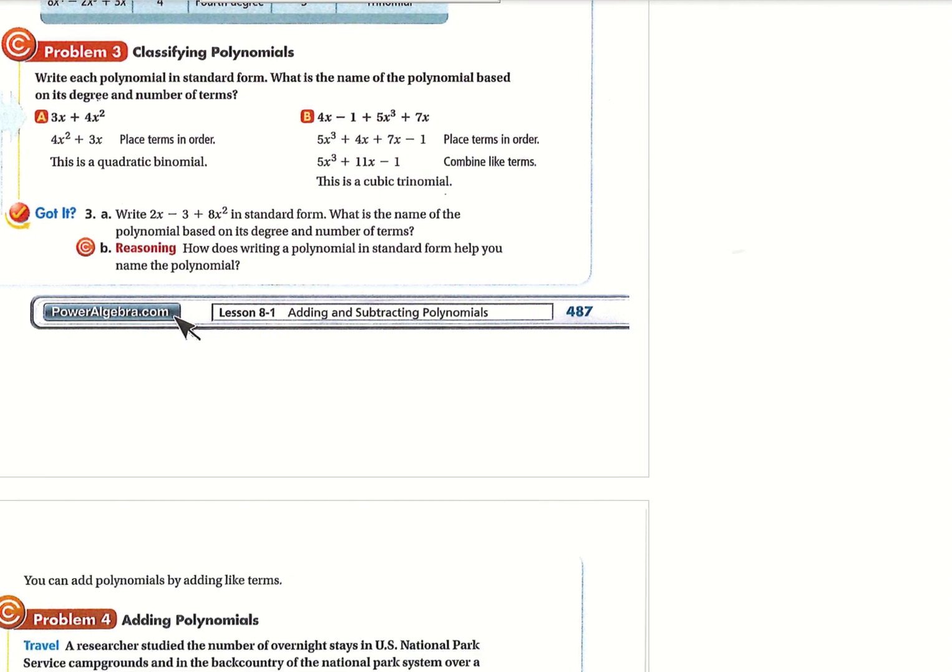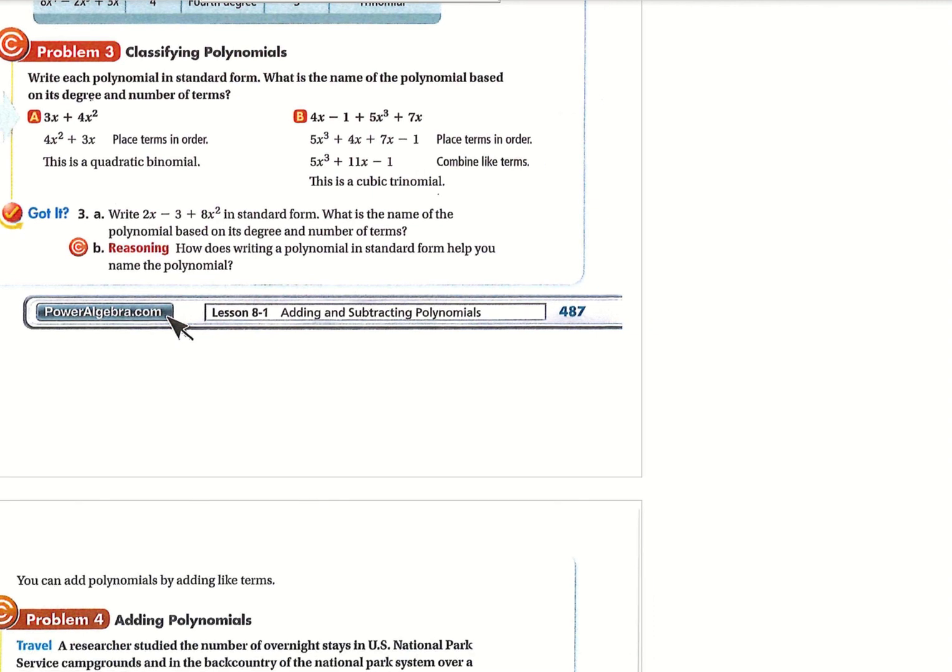As we look at A, you'll notice that the only problem really is that it's not written in the proper form for the degrees. So we need to go ahead and fix that. We've got 3x plus 4x squared, and all we have to do here is just flip them around. So now we have 4x squared plus 3x, and now we're in standard form.